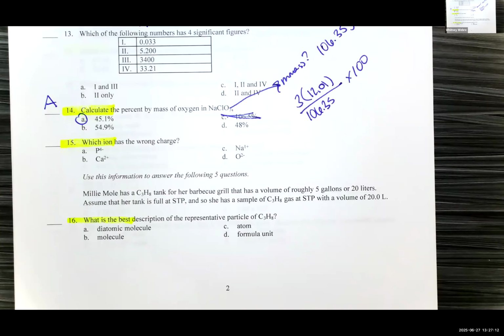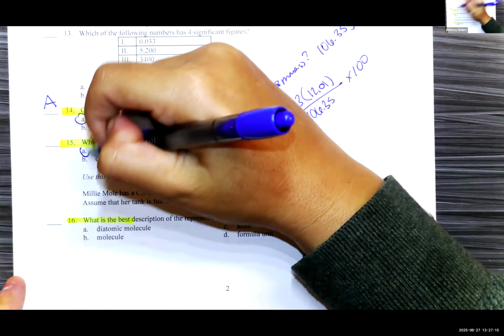So which one do you think is wrong? It's A. P will be a -3 charge.